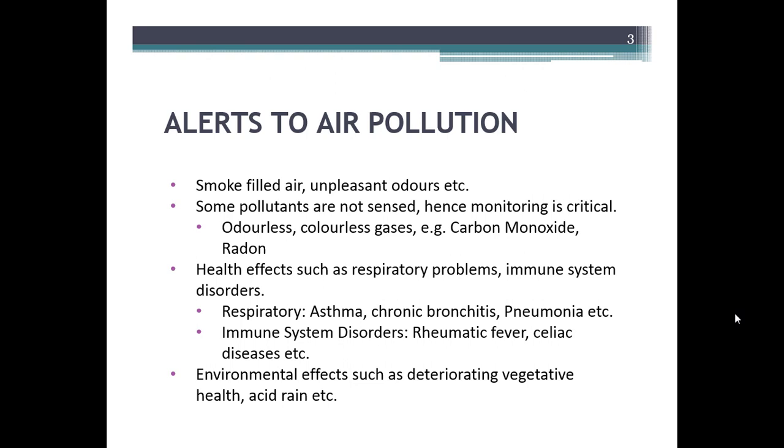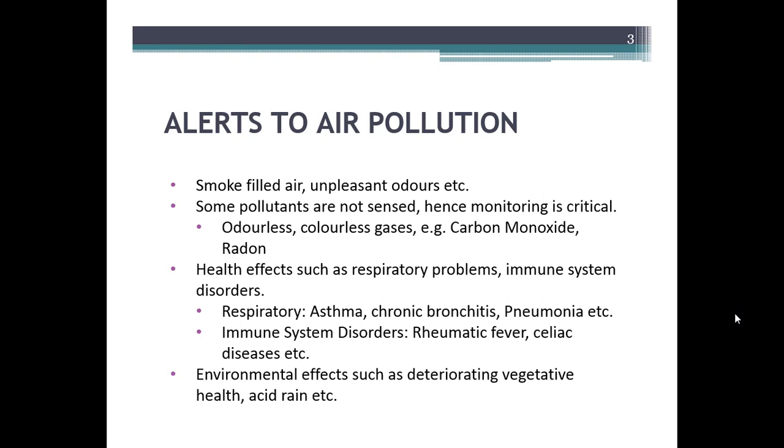You can also observe pollution if you have health effects, such as the development of respiratory problems such as asthma, chronic bronchitis, pneumonia, etc. Now, some of these diseases may be hereditary, but many of the cases in more recent times seem to be cases that develop over time. And this may be an indication of the link to air pollution. Additionally, you may find increasing numbers of immune system disorders like rheumatic fever, celiac diseases, and other types of autoimmune diseases.